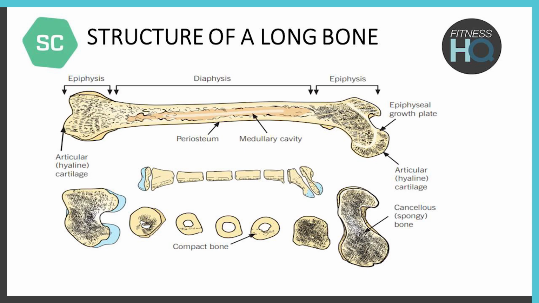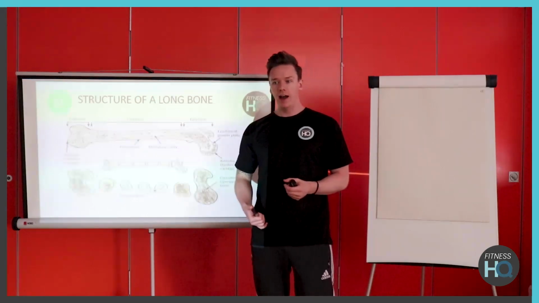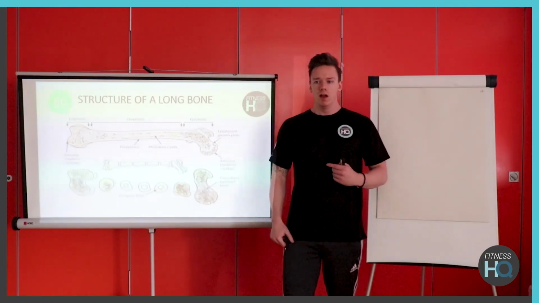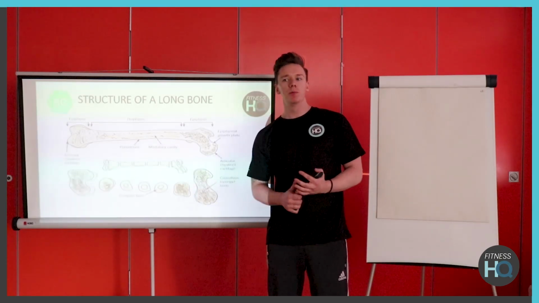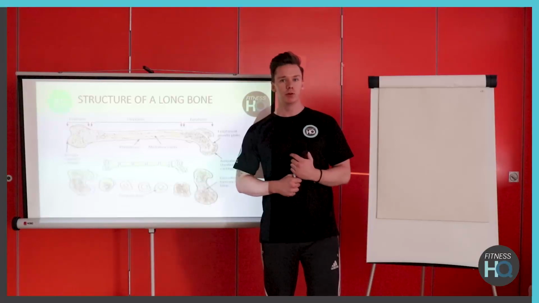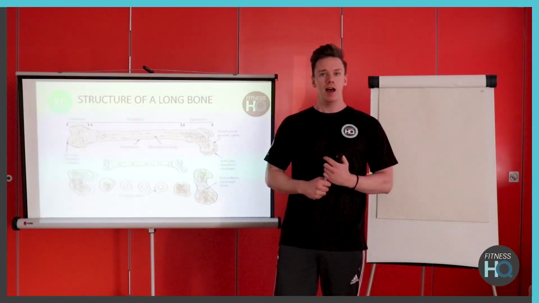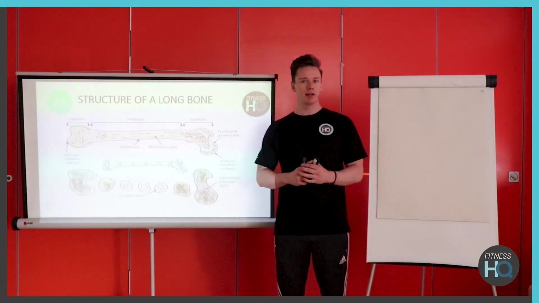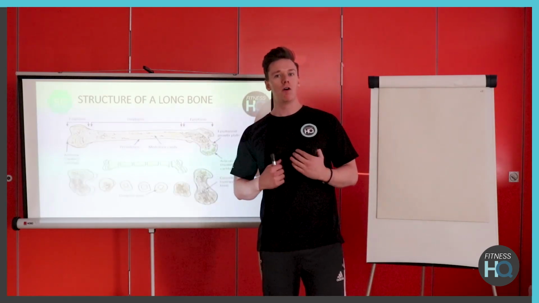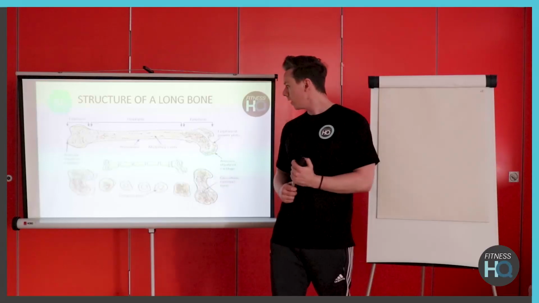Inside the bone, you might already know this, but we've got the medullary cavity. So a cavity meaning there's a hole in the bone. And inside that cavity is where we've got all of our red and yellow bone marrow. Red marrow in particular does produce red and white blood cells, which I'm sure you're familiar with. Red blood cells obviously for oxygen transportation, and white blood cells for fighting against infection.